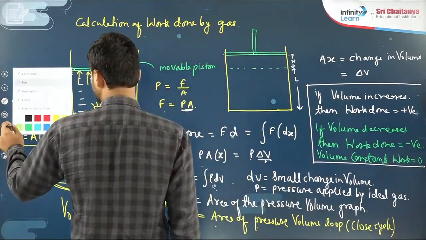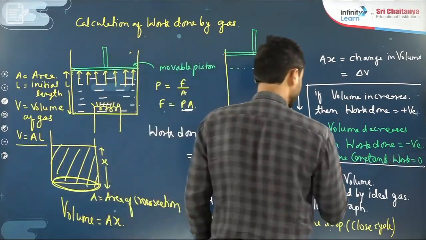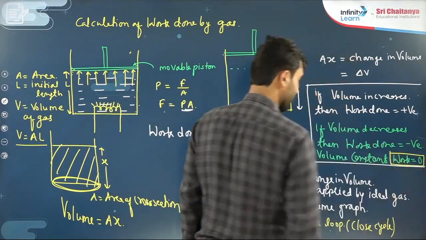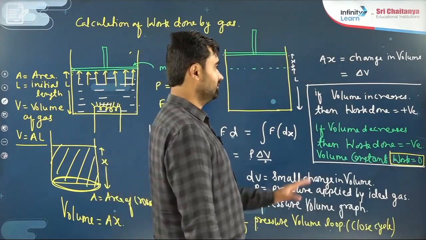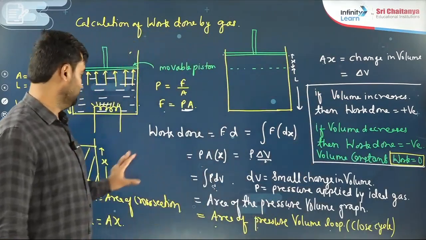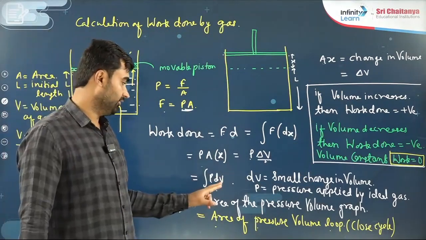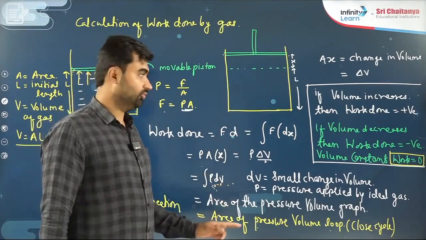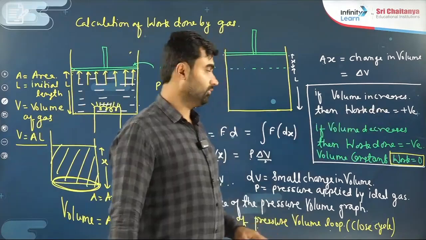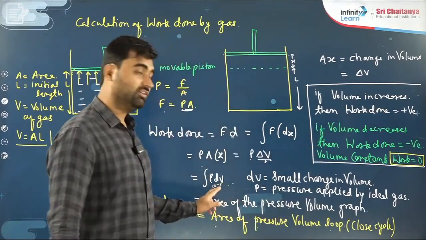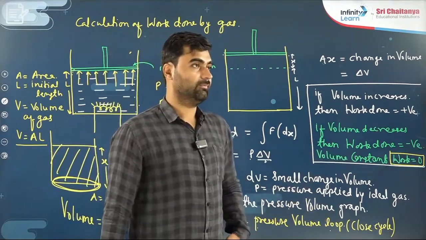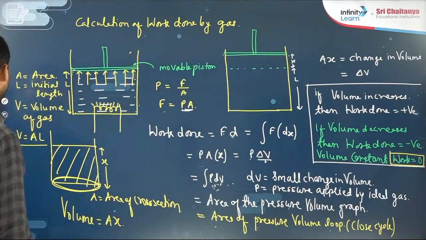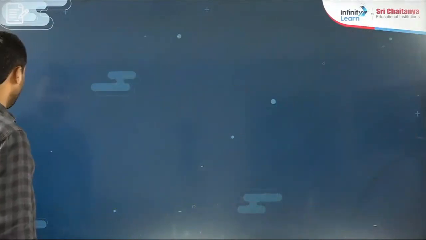Okay. So now this work done we understood very well. Everything we understood, how this formula came. dV is the change in volume: volume increases, dV positive, so work done positive. Volume decreases, dV negative, so work done negative. Okay students, so this topic is completed. Now I will give you one question. This question you have to solve.